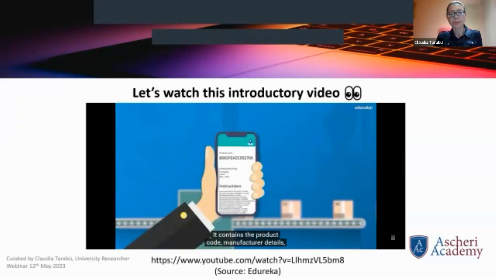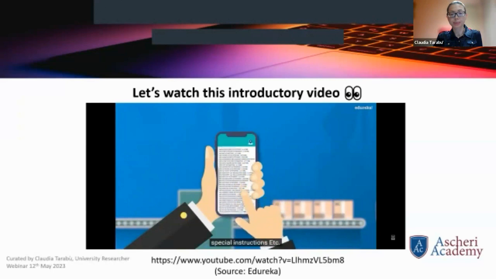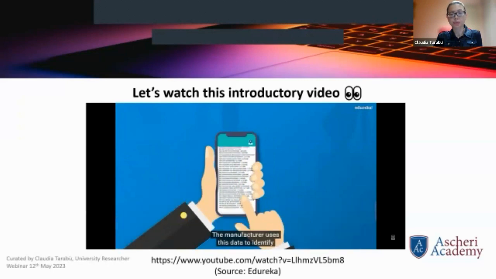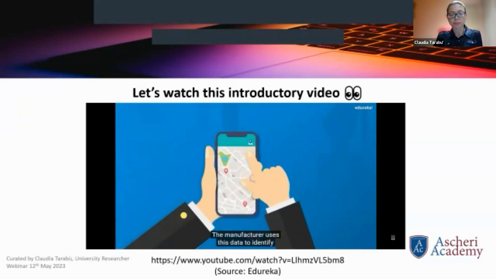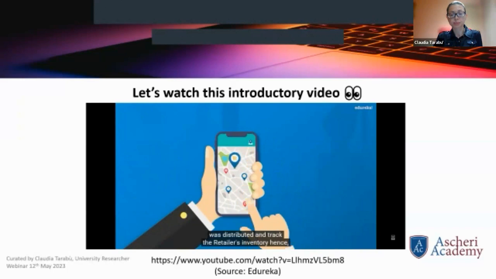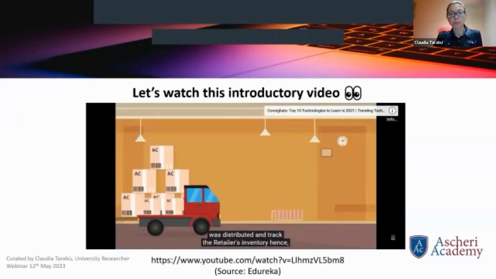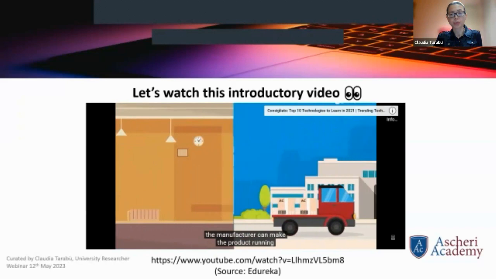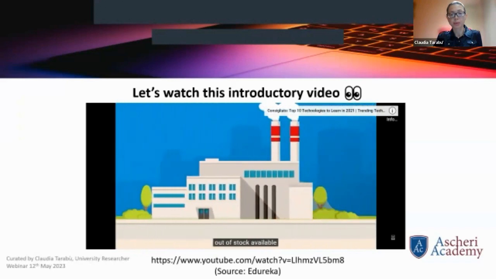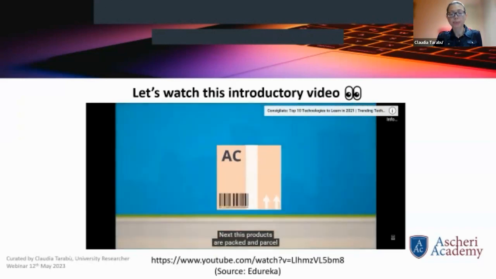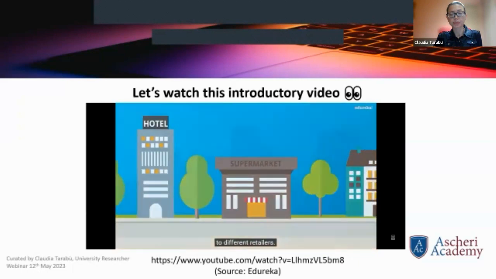It contains the product code, manufacturer details, special instructions, etc. The manufacturer uses this data to identify where the product was distributed and track the retailer's inventory. Hence, the manufacturer can make the product running out of stock available. Next, these products are packed and parceled to different retailers.